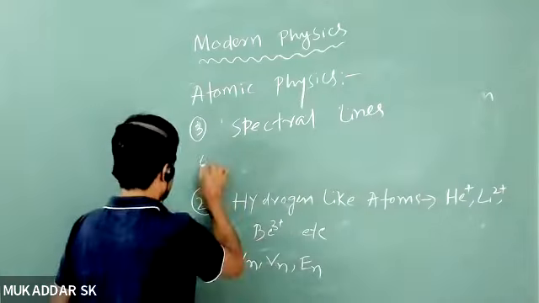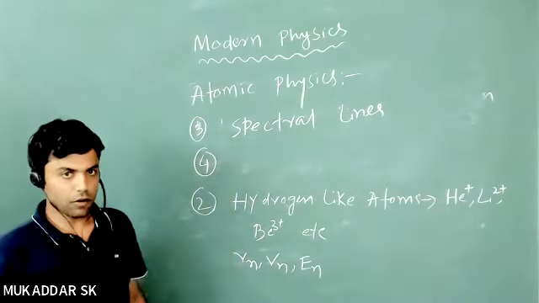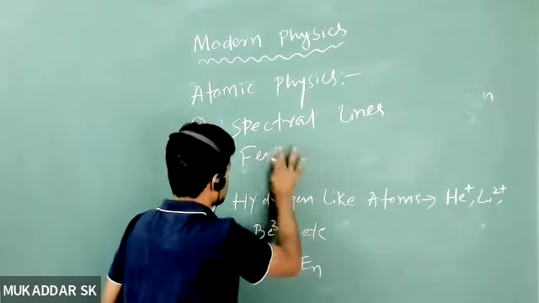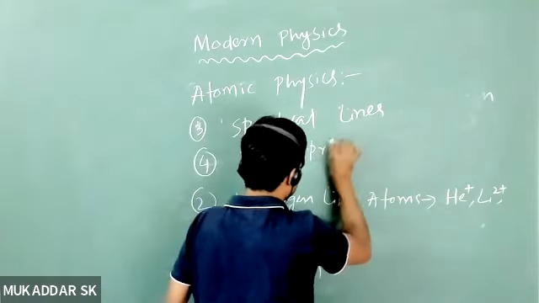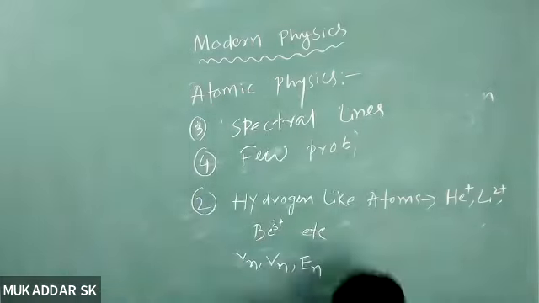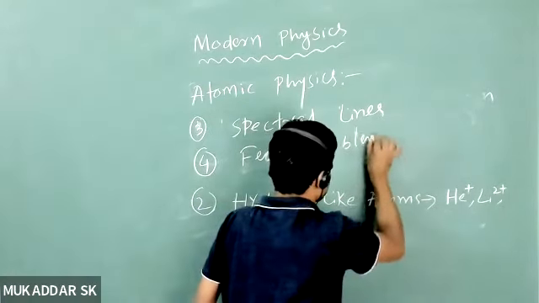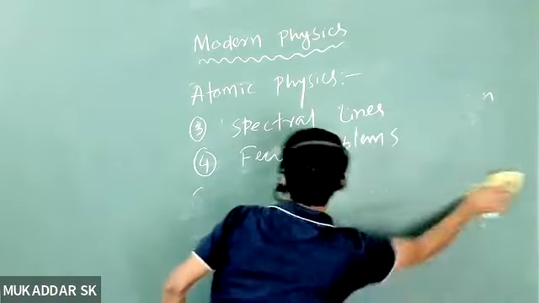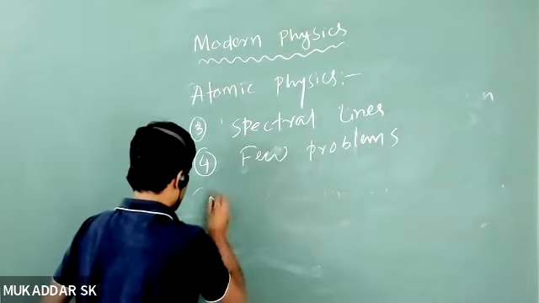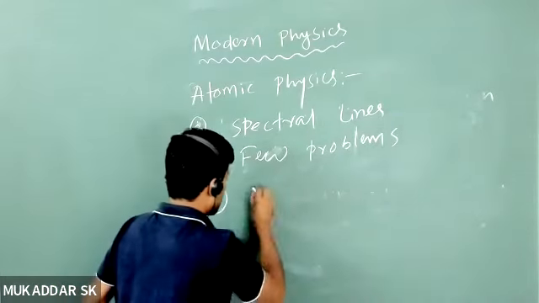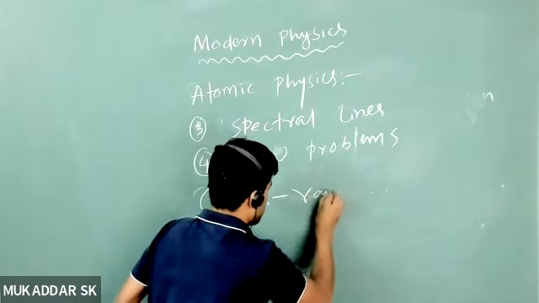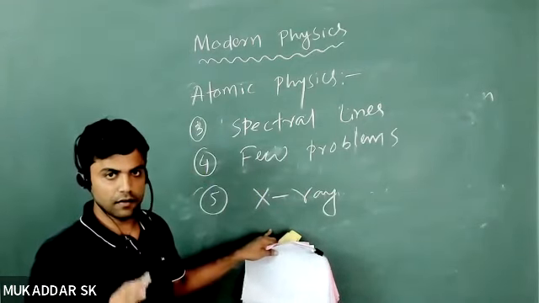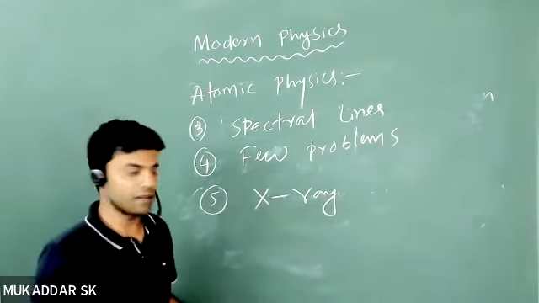Then we'll solve a few problems on this. Finally, we'll learn about the production of X-rays. There are 2 types of X-ray: one is characteristic X-ray and another is continuous X-ray. So we'll learn details about X-rays.